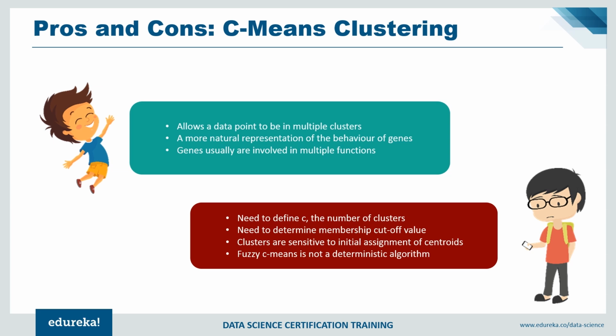And this affinity is proportional to the distance from the point to the centroid of the cluster. Now then again, we have the pros and cons of fuzzy C-means. So first of all, it allows a data point to be in multiple clusters. That's a pro. It's a more neutral representation of the behavior of genes. Genes usually are involved in multiple functions. So it is a very good type of clustering when we're talking about genes.